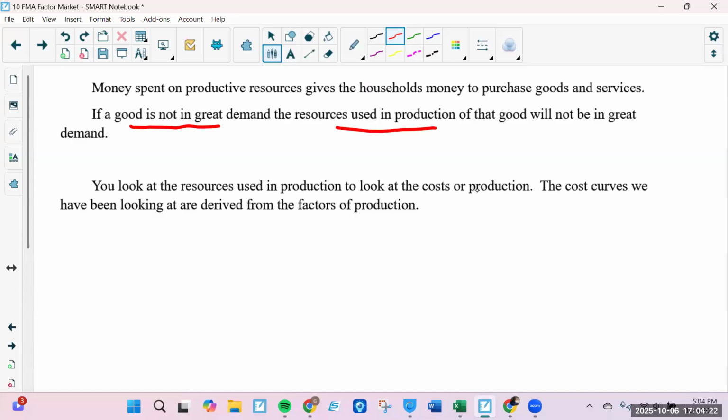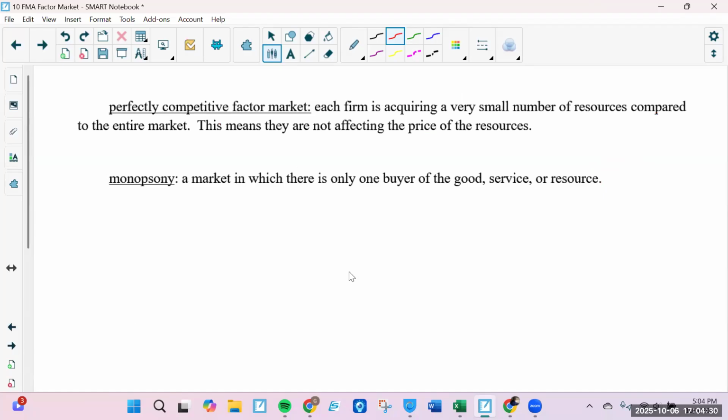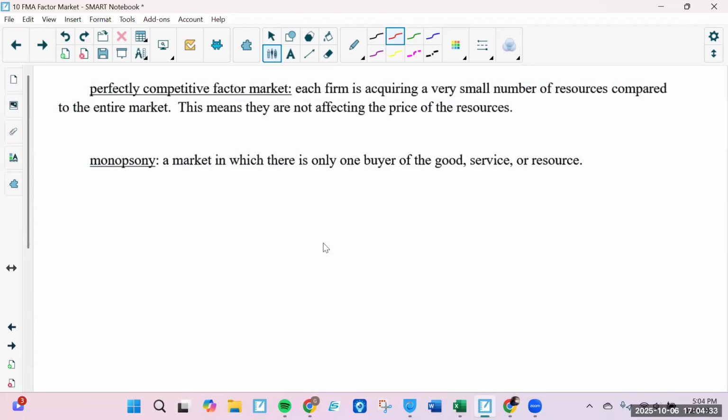Again, all the cost curves we've done up to this point are based on what's going on in this factor market that I'm about to show you. Fortunately, in the factor market, there are only two different markets: the perfectly competitive factor market and something called a monopsony. We don't have anything in between, like in the product market, where we have perfect competition, monopolistic competition, oligopoly, and monopoly. In the factor market, we just have the perfectly competitive factor market and the monopsony. That makes it a little bit easier, and we'll be going through those two tonight.